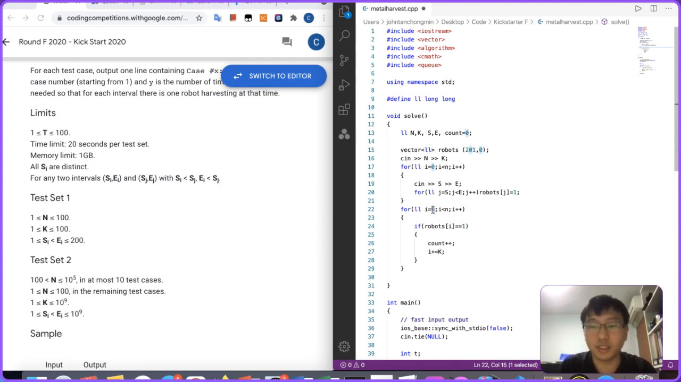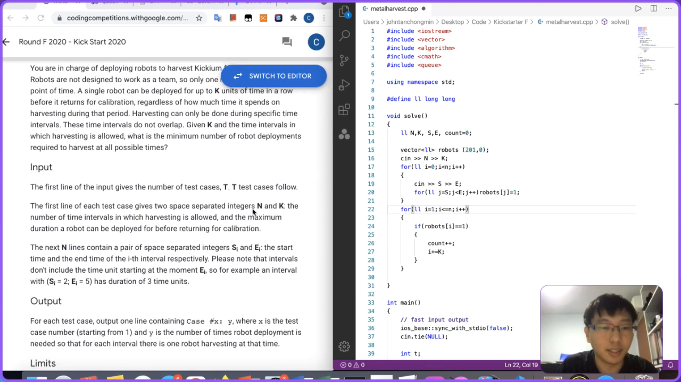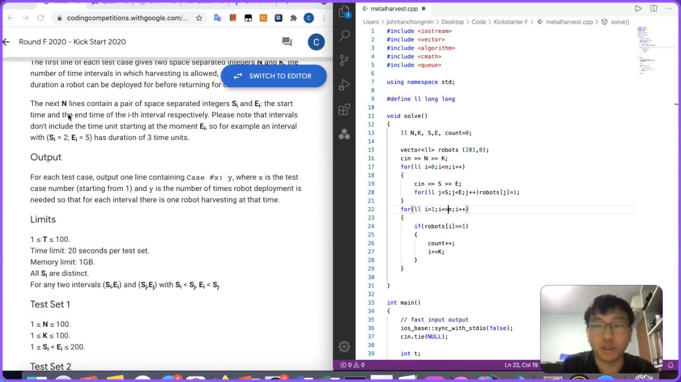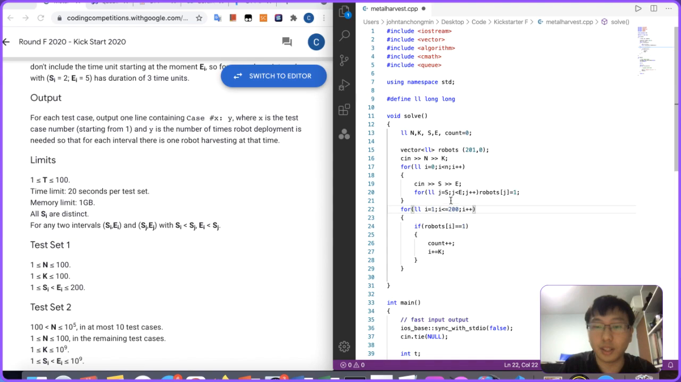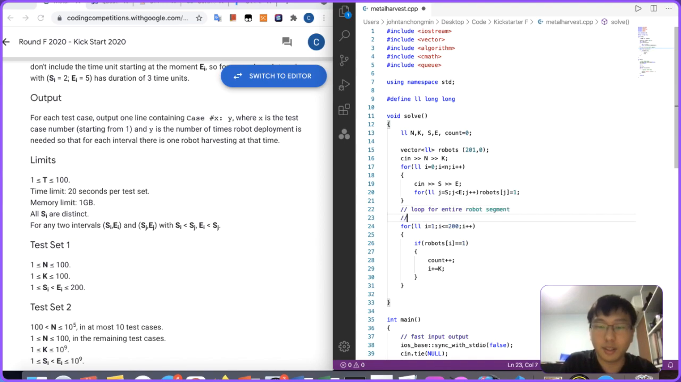Actually, this is wrong. What's my n again? Actually, it's not a loop to n. This should loop to 200. We just take the worst case. So this loops over the entire robot segment, and we deploy the robot only when it encounters a one.